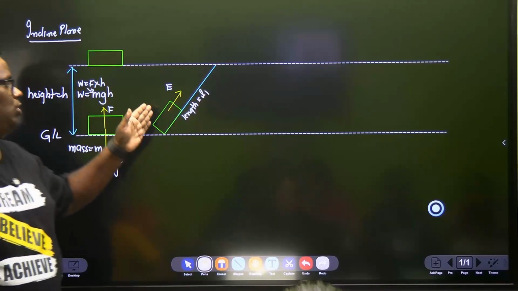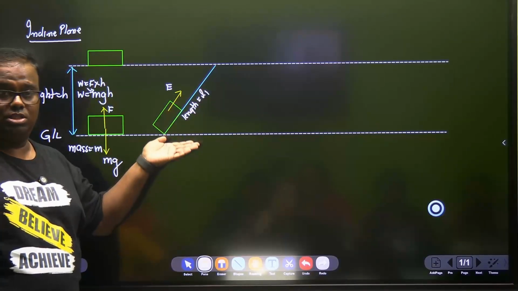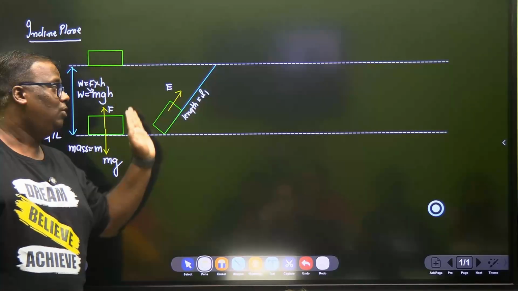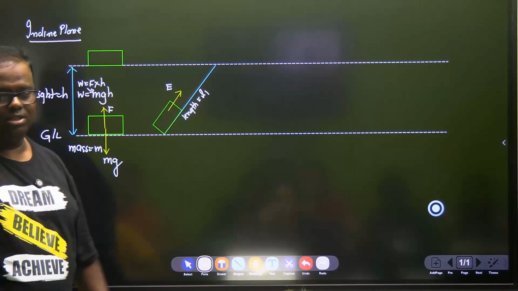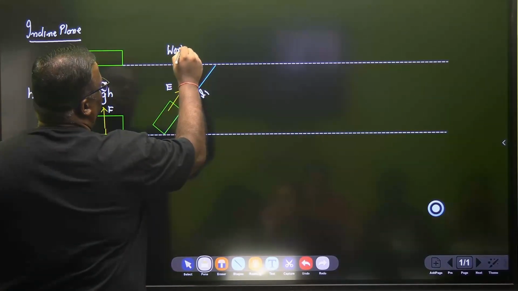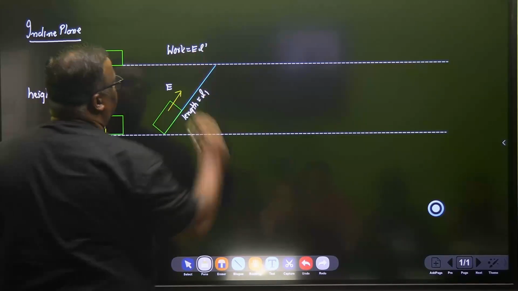Now just see what is the work done. Work done is force into displacement. Now don't bring cos theta out here, because in those examples, the displacement happened in this direction. Now displacement and force are all in the same direction. So how much is the work you are doing out here? The work that you do out here is given by E L1.